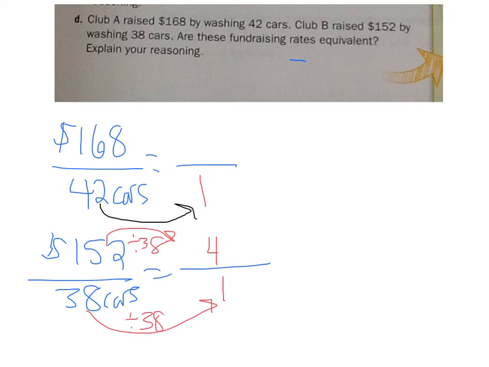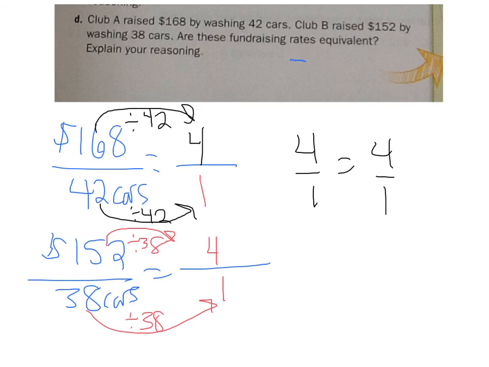How do I get from 42 to 1? Well, 42 divided by 42 would give me 1. And I'm going to do the same thing to the top. Divided by 42. 168 divided by 42 is 4. If you didn't know that, you could do some math and multiplication off to the side to figure that out. Well, I'm wondering if 4 over 1 is equal to 4 over 1. And it is. So, my answer would be yes. They are equivalent ratios.